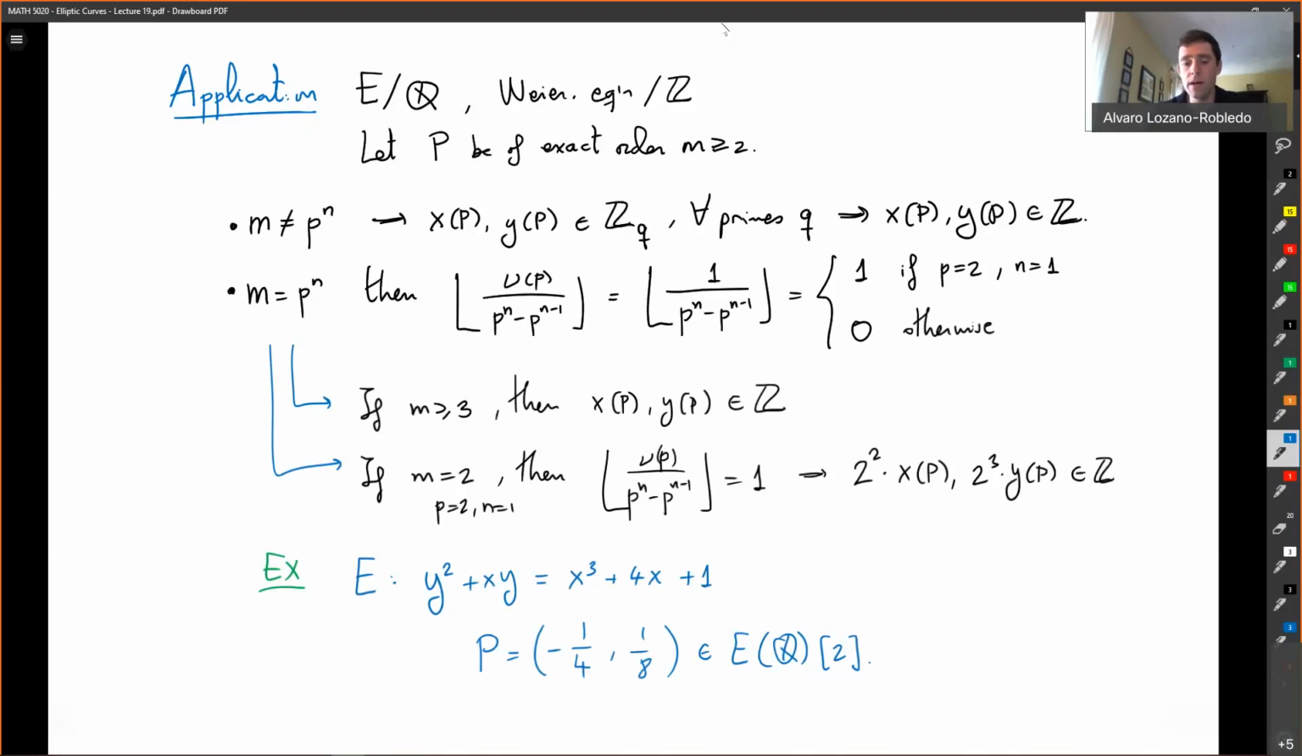Okay. Right. So can I ask a quick question about that? Yeah. So we've just proved that over Q with the Weierstrass equation over Z, any point that has torsion greater than 2, so any non-2-torsion point, will be integral. That's what we've just proved, right? Yep. Okay. Wow. Cool. Yep.